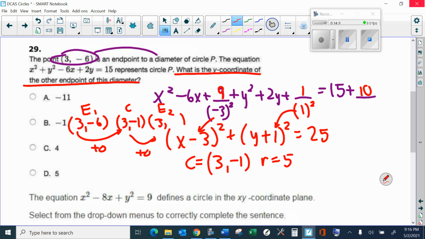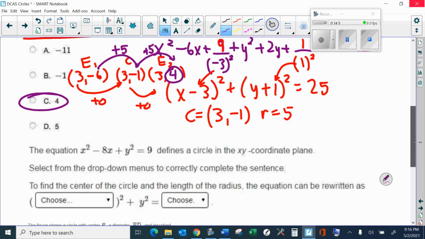How far would I go to get from negative 6 to negative 1? I went plus 5, so I must go plus 5 again. And so it's negative 1 plus 5, which is 4. And remember, we want the y coordinate, 4. Pay attention, they only want the y coordinate. If they're smart, they would put a 3 in there to see if you pick the x coordinate.